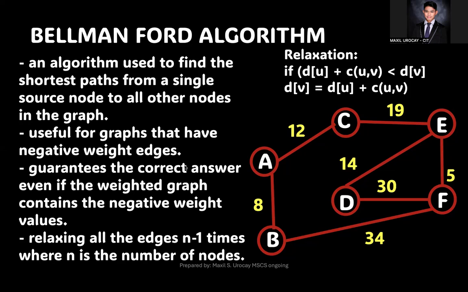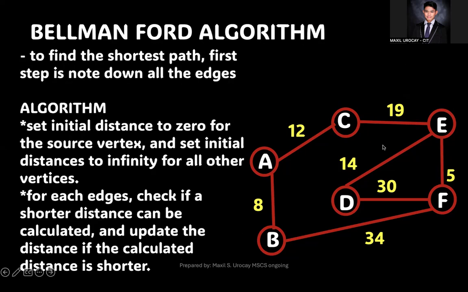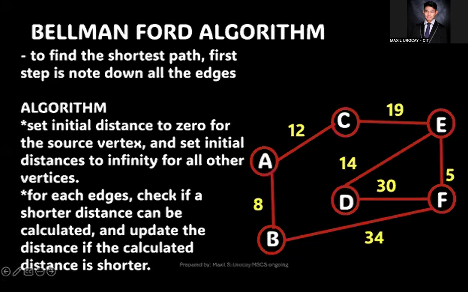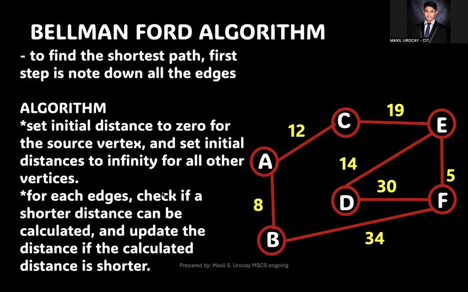That means we have n minus 1 iterations here, and we still follow the relaxation steps for this. Next, this is to find the shortest path. The first step is to note down all the edges. In the algorithm that we follow here, we set the initial distance to 0 for the source vertex and set the other distances to infinity for all the vertices.